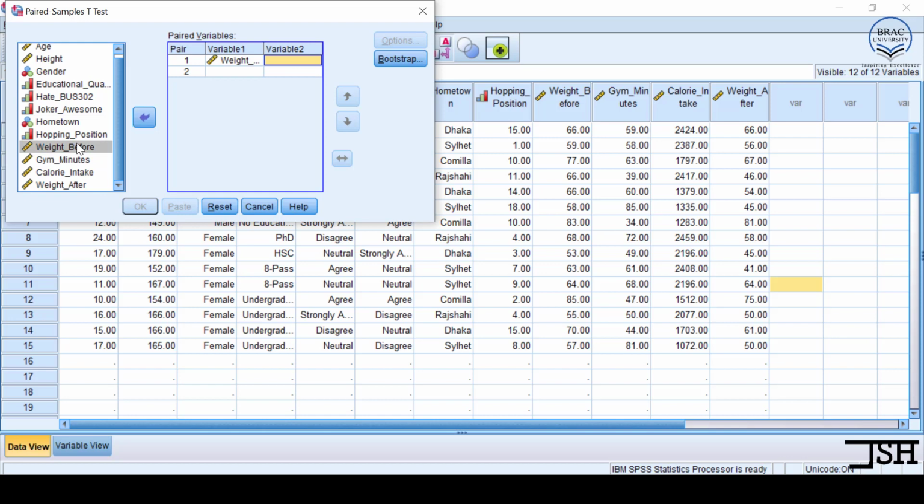See, as soon as you select weight before, it shifts to the right. Now we have to select the second variable, which is this one. So I select that and then I click on this button. See, it comes under variable 2. So as variable 1 we have weight before, and as variable 2 we have weight after.